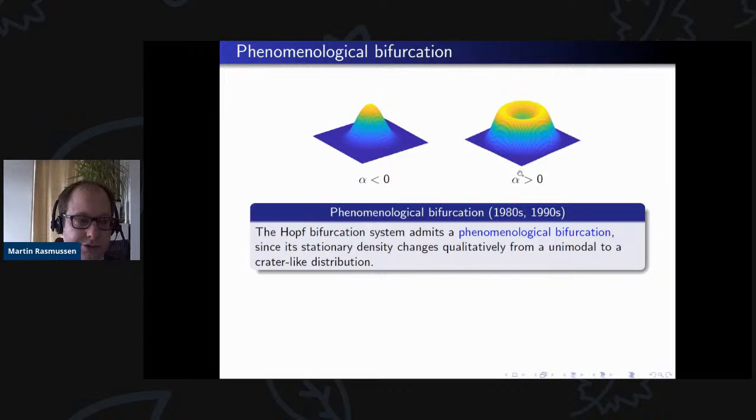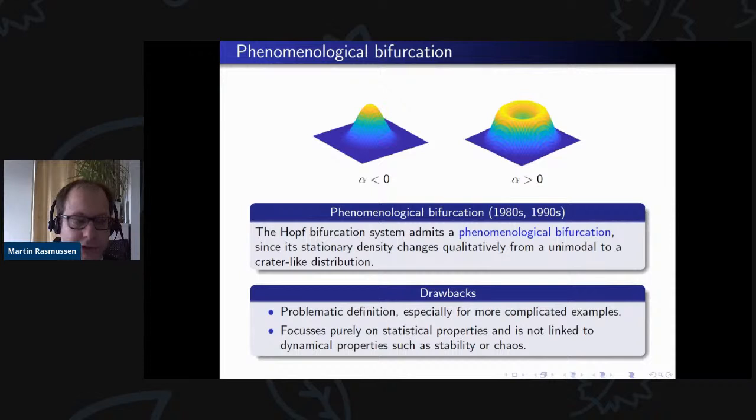There are some drawbacks to this approach of phenomenological bifurcation. In particular, defining what a phenomenological bifurcation is is not so clear, especially if you have more complicated examples. You can have distributions which have many different peaks, maybe 1 million peaks, and you add another peak. Then you would ask, is this really a bifurcation? What goes on here? The other drawback is that a phenomenological bifurcation focuses only on statistical properties and is not linked to any dynamics of the system. We will see this in a moment, especially for this example of the Hopf bifurcation.